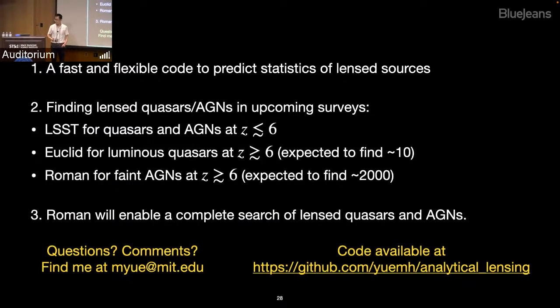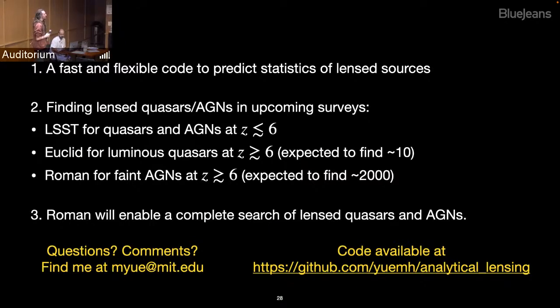Thank you. Questions for Minghao? While everyone is thinking about questions, I was wondering, if you actually find fewer lens quasars than what you expect, even with Roman, can you derive anything about structure formation or get any constraints for cosmology?